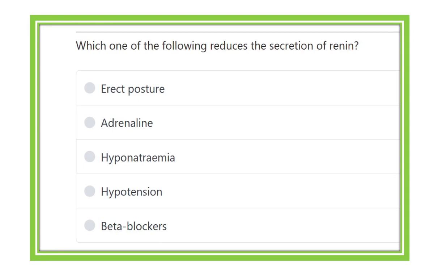Which of the following reduces the secretion of renin? Renin is a hormone released from the juxtaglomerular cells of the kidney. The options are erect posture, adrenaline, hyponatremia, hypotension, and beta blocker. So now we have to find the option which is responsible for reduction of secretion of renin.